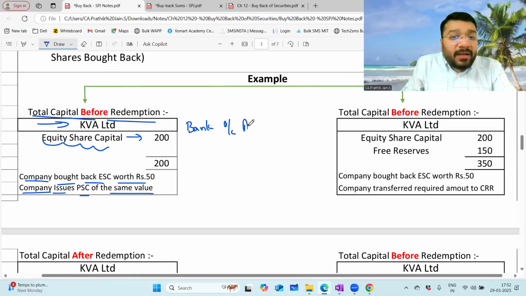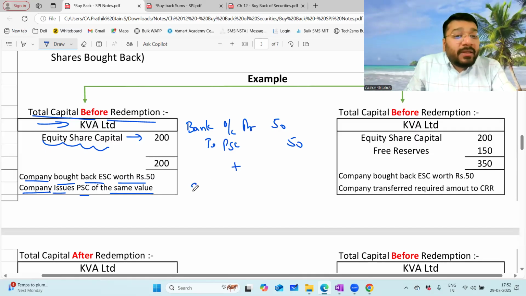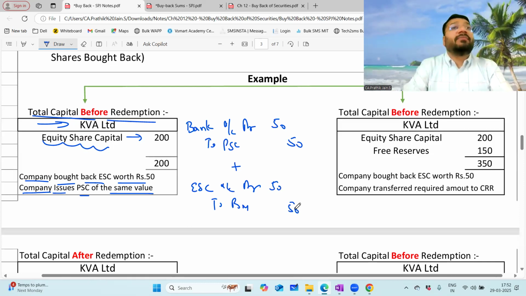Very good. Bank account debit 50 rupees to preference share capital 50 rupees. Correct? And now I got the money. After this, what will I do? I will repay the equity share capital back. So what is the entry? Equity share capital account debit to bank, 50 and 50. Correct? Now can we have a look at the revised balance sheet?